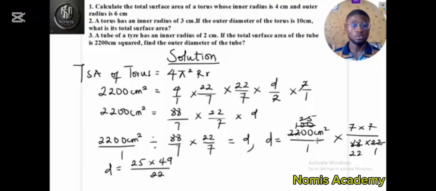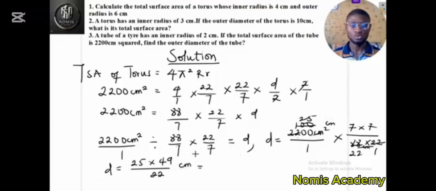Now somebody wants to ask, where is our centimeter squared? Remember, we have a centimeter here, so centimeter would cut one centimeter and we're left with 1 centimeter. So we are left with 1 centimeter at the side.